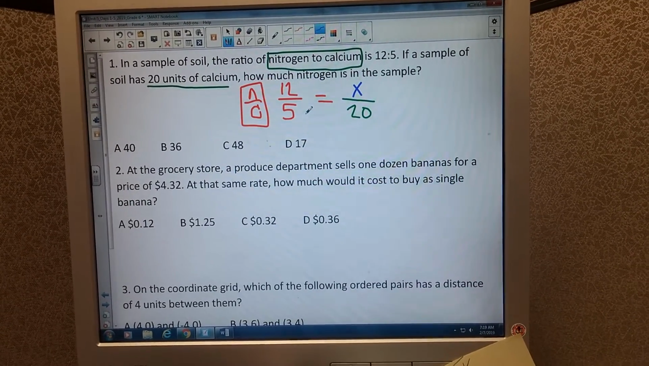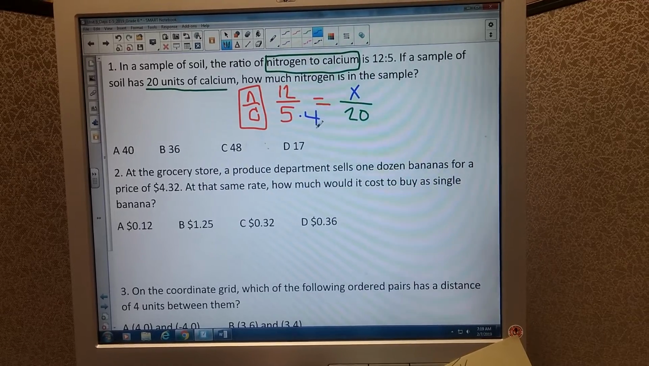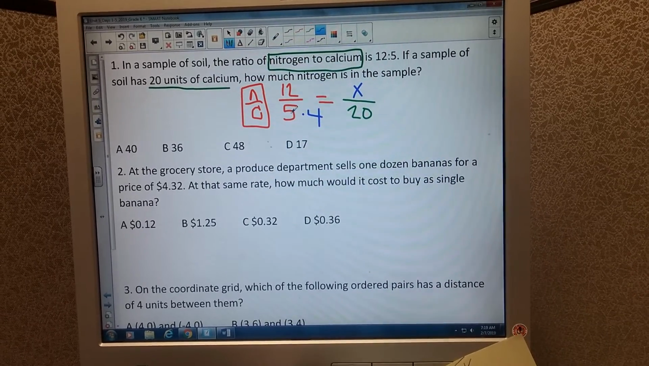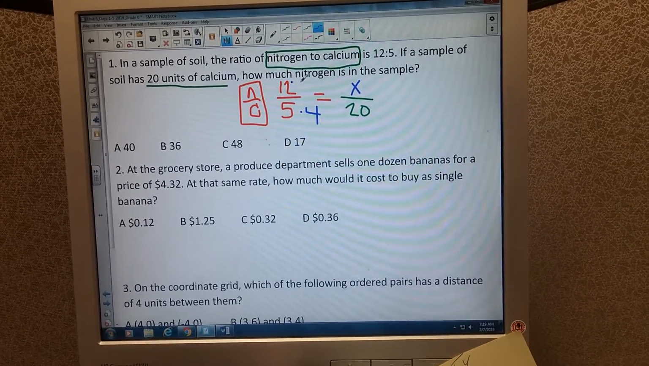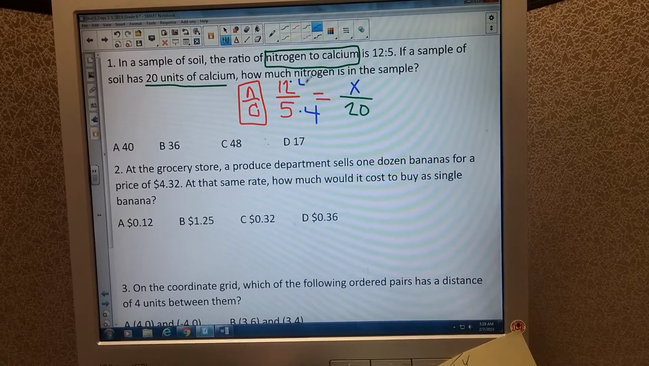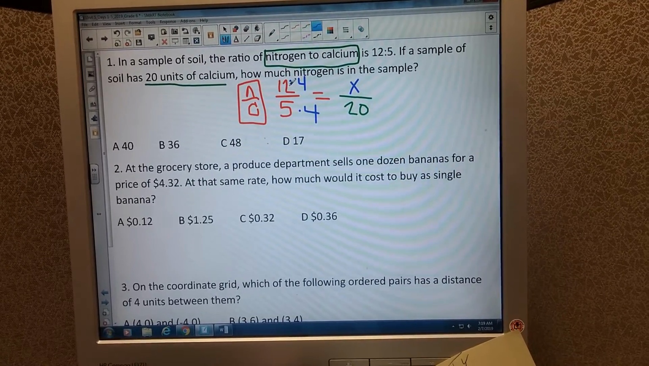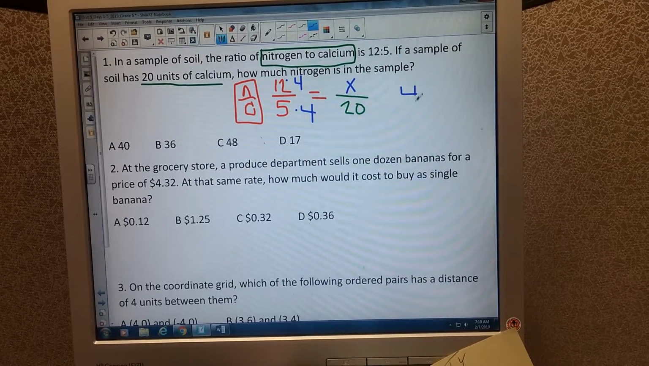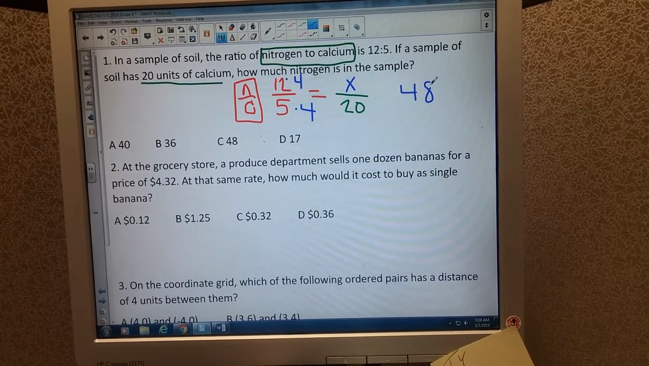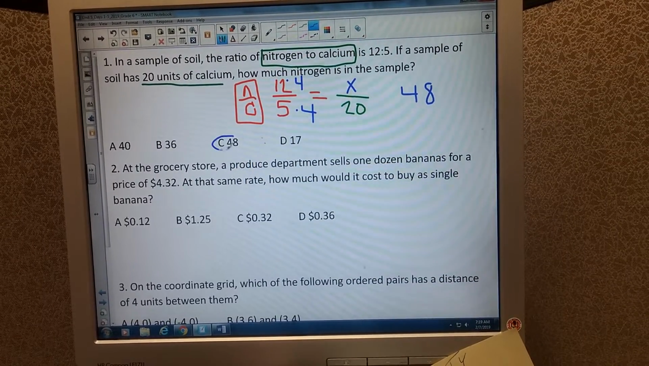But we know that 5 times 4 gives us 20. We quadrupled the amount of calcium, which means we also have to multiply the amount of nitrogen by 4. 12 times 4 is 48. So we know in this case that there are 48 units of nitrogen.